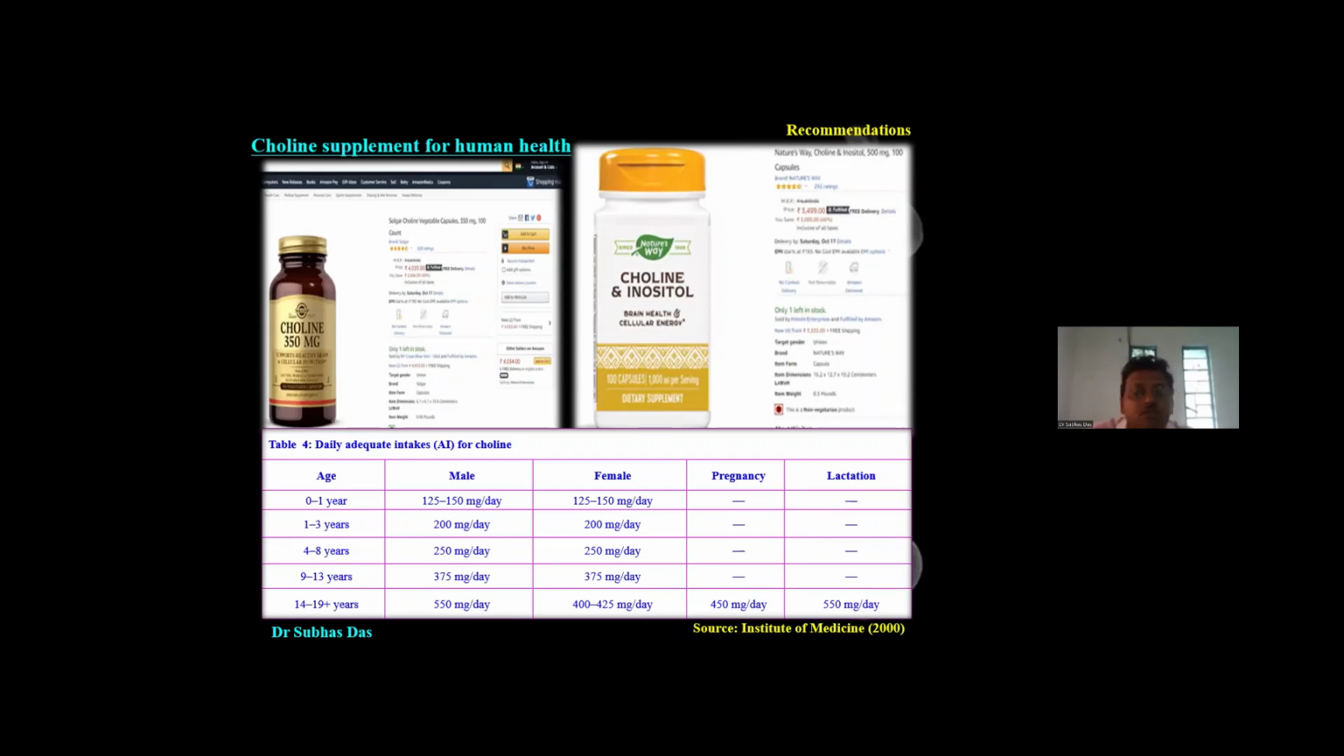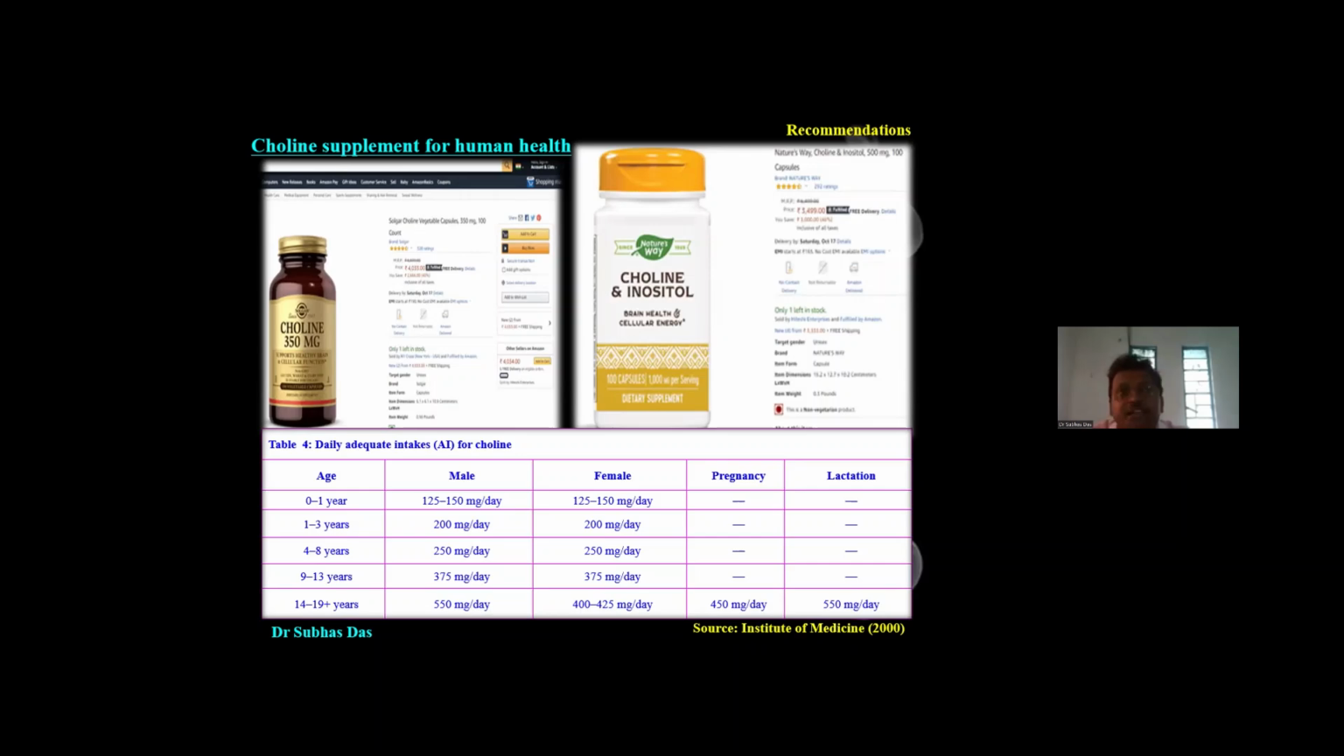The Institute of Medicine in 2000 predicted the minimum need of choline per day with age: 0 to 1 year, 125 to 150 mg per day, whereas for 14 to 19 years and above, adult males require 550 milligrams per day, females require 400 to 425 milligrams per day, pregnant women require 450 milligrams per day, and lactating women require 550 milligrams per day.